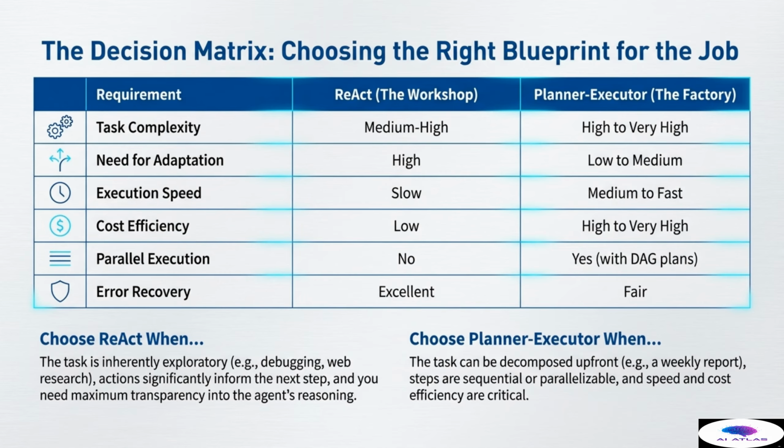The need for adaptation is the crucial differentiator. ReAct excels when adaptation is high. The Planner-Executor performs poorly when the plan frequently needs real-time revision. Execution speed is where the factory wins, being medium to fast, while ReAct is fundamentally slow due to its cognitive overhead on every loop. This speed difference directly impacts cost efficiency. ReAct is low efficiency, whereas Planner-Executor is high to very high efficiency because it minimizes expensive LLM calls.